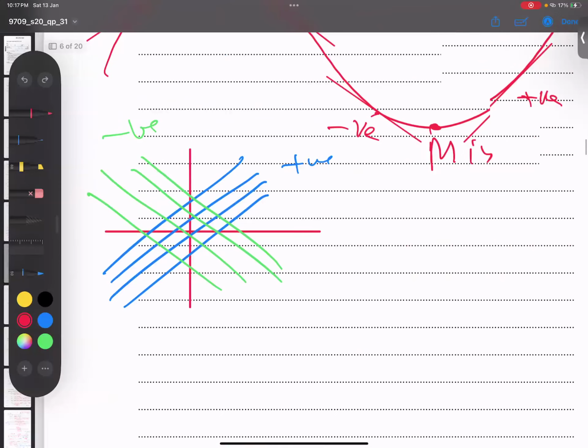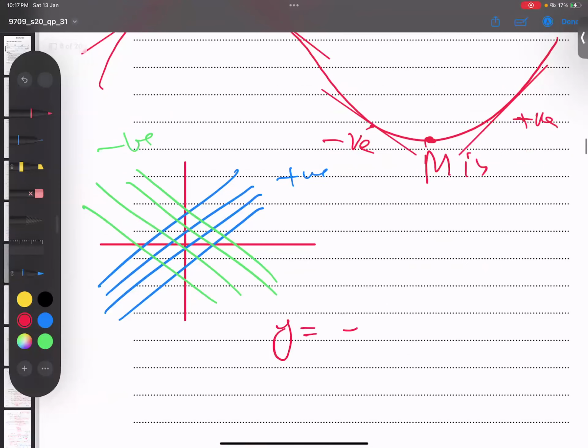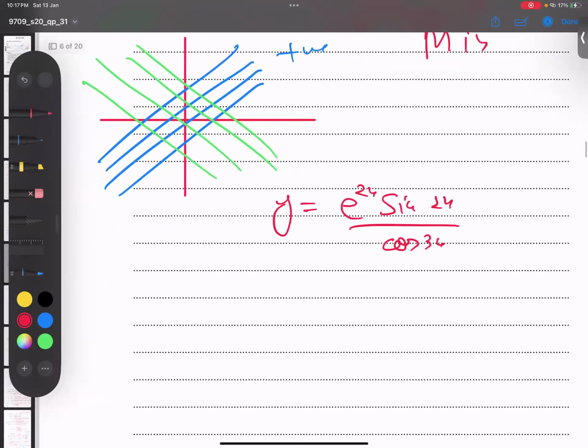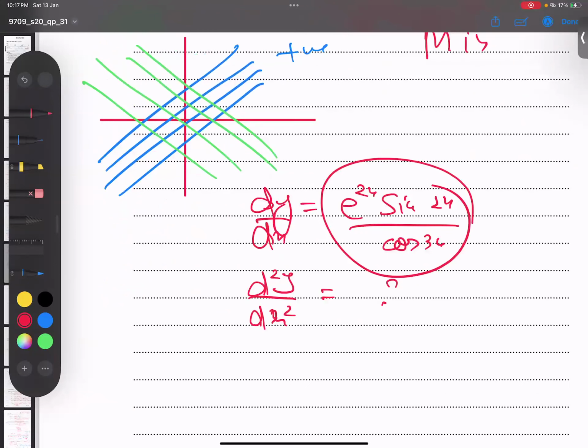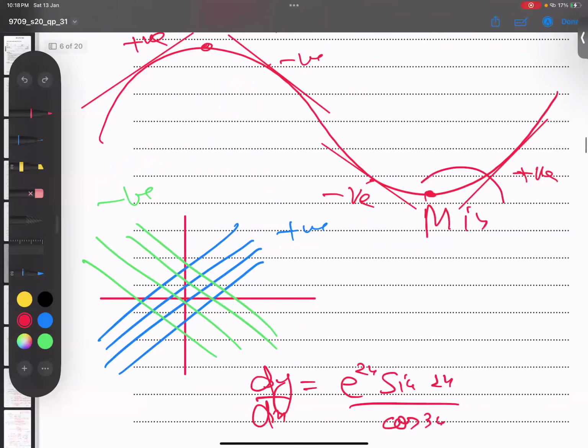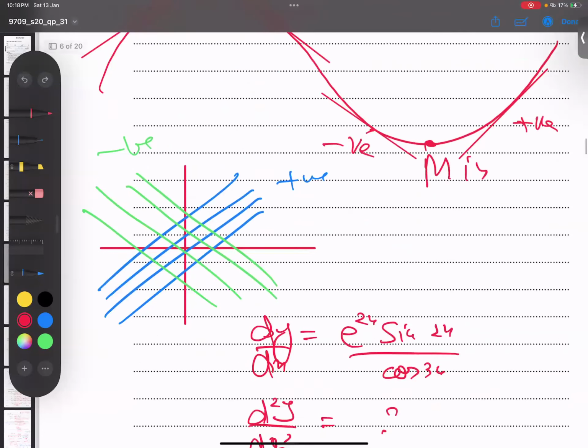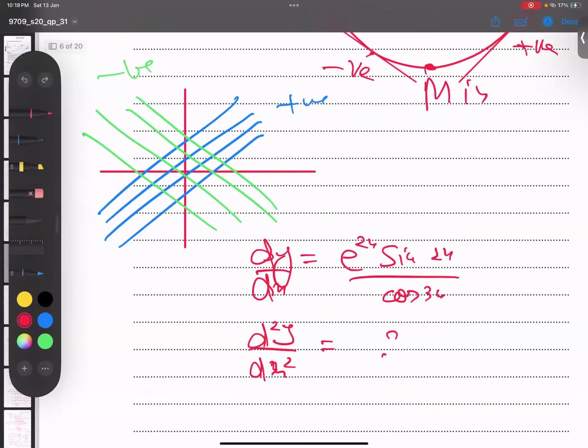For example, if I have this kind of question, e to power 2x sine double x over cos triple x, it is very hard to find the second derivative. For example, this first derivative we have, and I have to find the second derivative. It is very hard to find the second derivative in this kind of question. So this technique is very helpful in this kind of question where the second derivative is very tough to find.